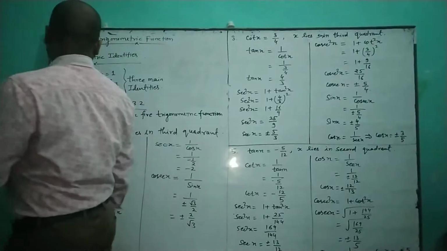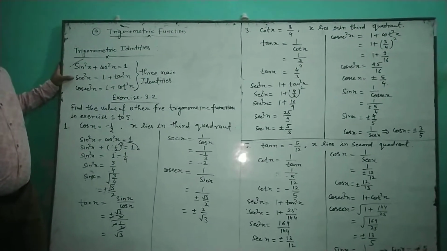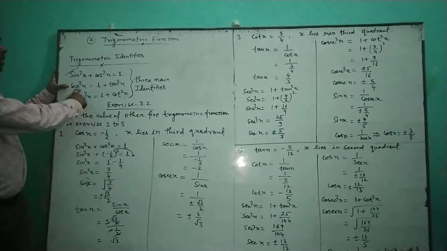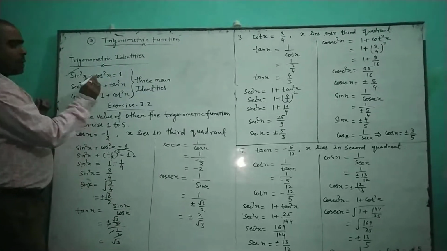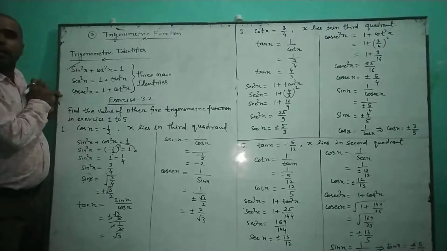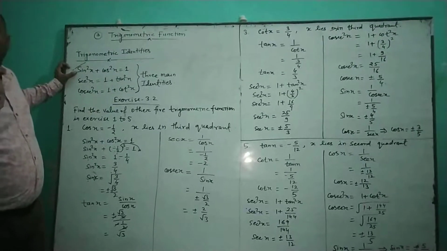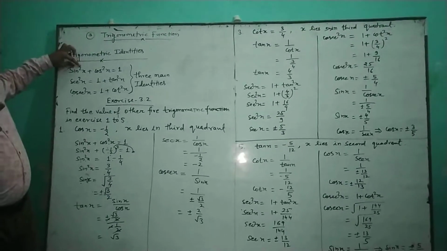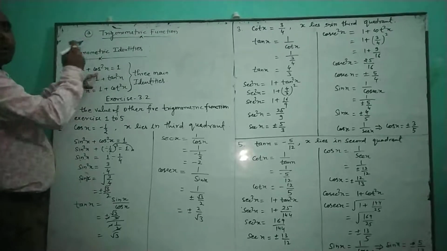Now first one is sin square x plus cos square x is equal to 1, and second one is sec square x is equal to 1 plus tan square x. Now in third one cosec square x is equal to 1 plus cot square x. Three main identities. From first one we have to find two more identities: sin square x is equal to 1 minus cos square x, and cos square x is equal to 1 minus sin square x.